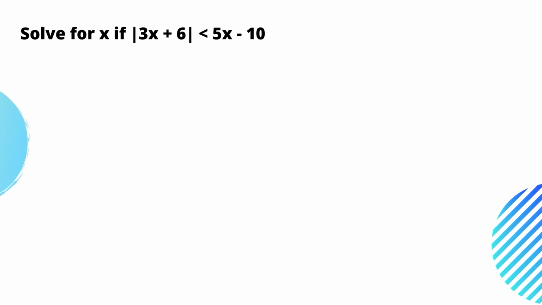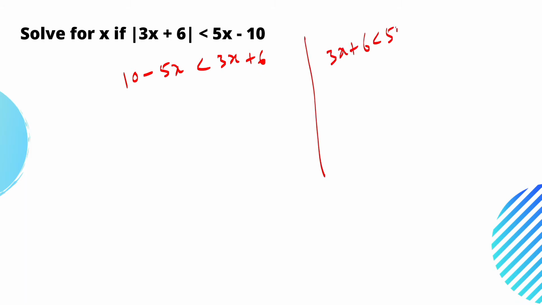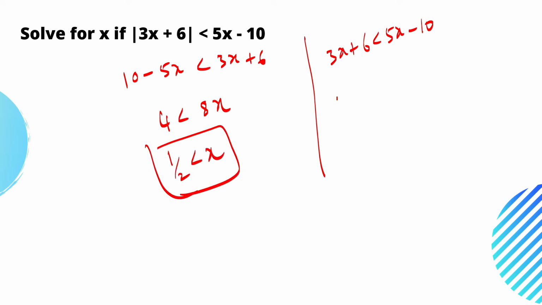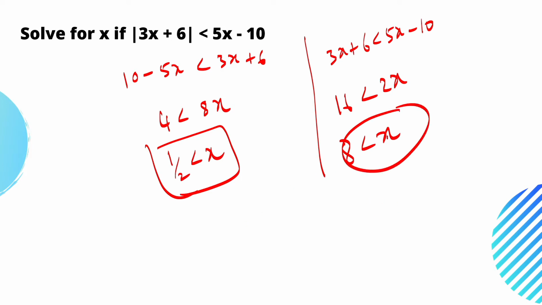Let us solve this. Solve for x if modulus of 3x plus 6 is less than 5x minus 10. Let us take the two cases as usual. The first case is 10 minus 5x, this is less than 3x plus 6, and the other case is 3x plus 6, this is less than 5x minus 10. So in this case it is 4 is less than 8x and 1 by 2 is less than x. In this case it is 16 is less than 2x, x is greater than 8.